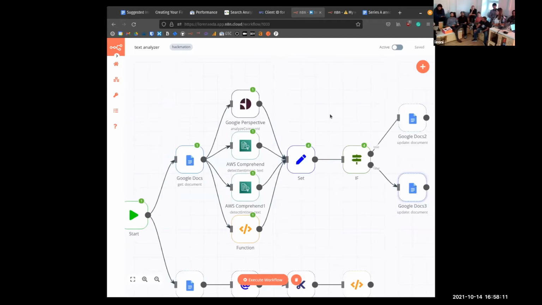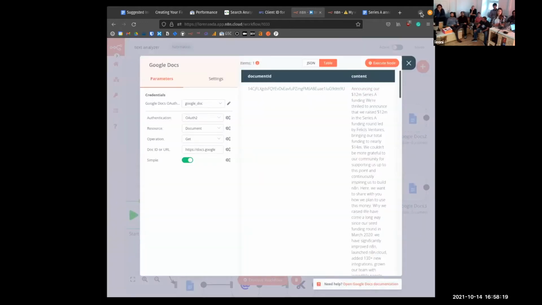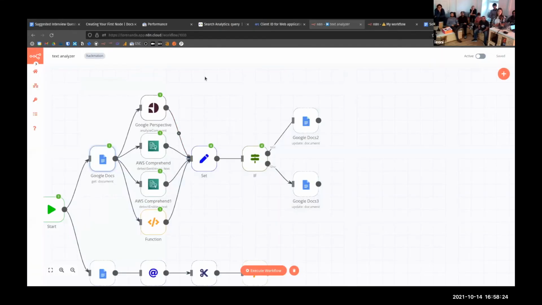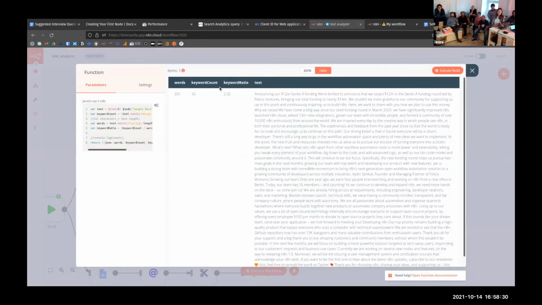And I want to do that. So basically, you get the Google Doc, for example, the Series A announcement. And then the workflow analyzes the sentiment, the entities, and the function that counts the number of words, the keywords, and the keyword ratio.